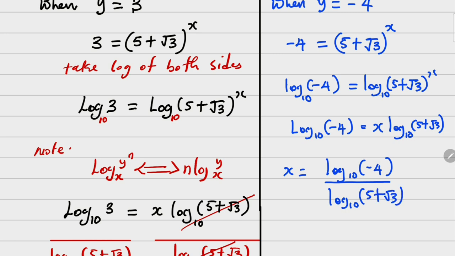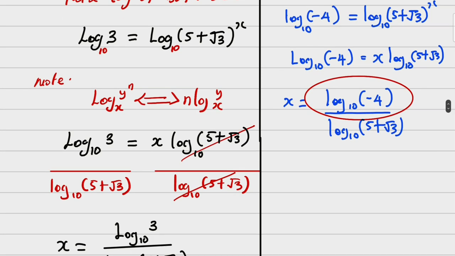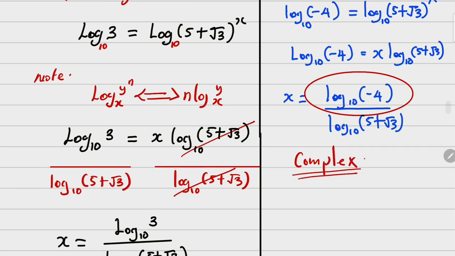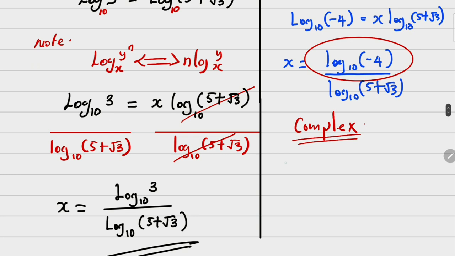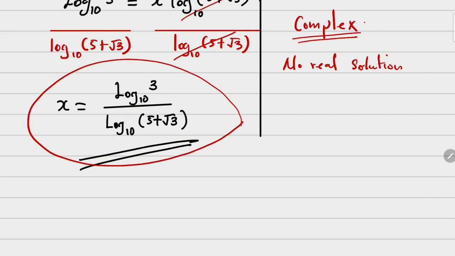But by mere observation, you know that this particular entity will result in an imaginary number, which means everything is in the complex domain. So it has to do with complex numbers. So there is no real solution when it comes to this. No real solution. So we can now come down to the fact that our only answer to this will be this.